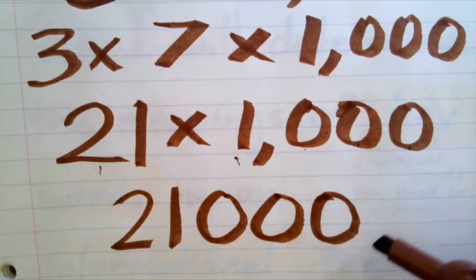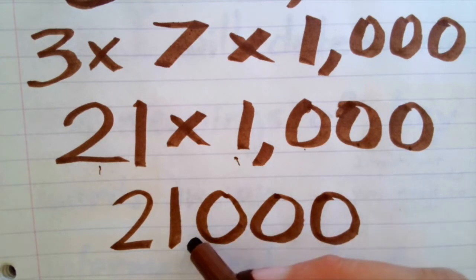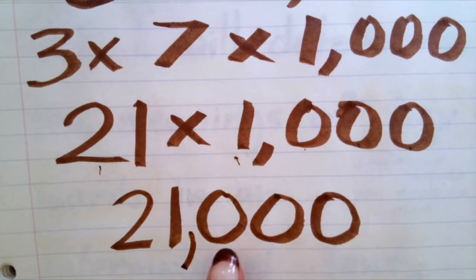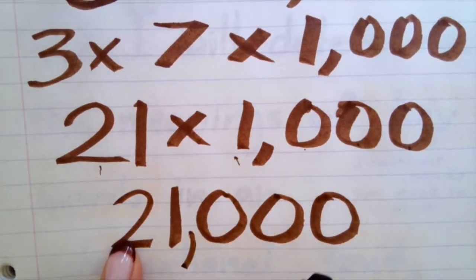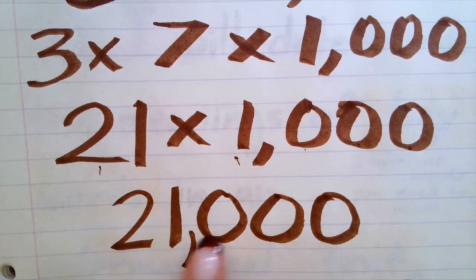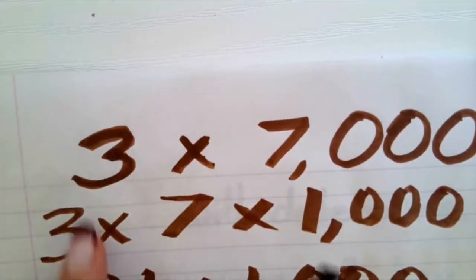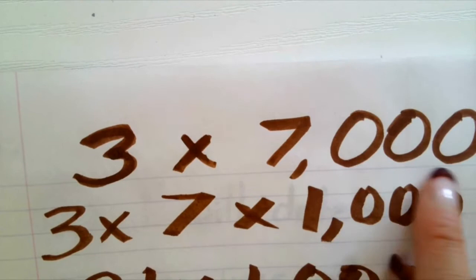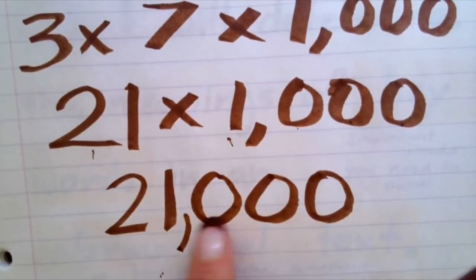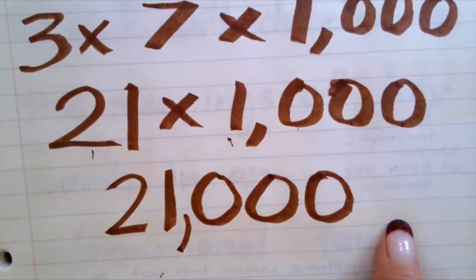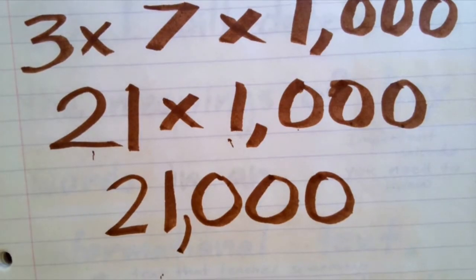Let's put the comma where it belongs. We start at the right at the smallest place value and move 1, 2, 3 spaces and put a comma between the thousands and the hundreds. 21,000. So 3 times 7,000 is 21 thousands.